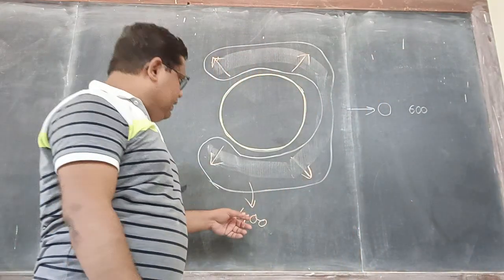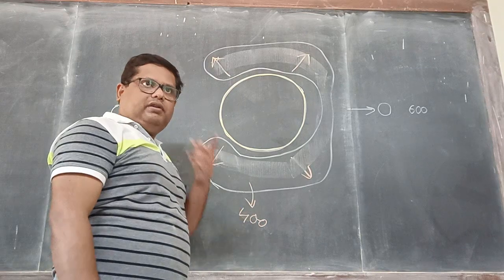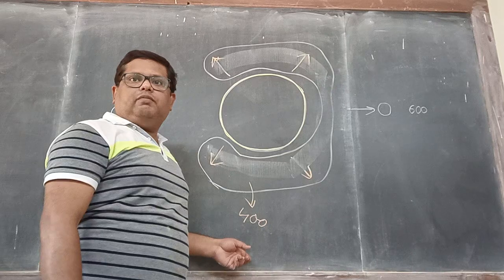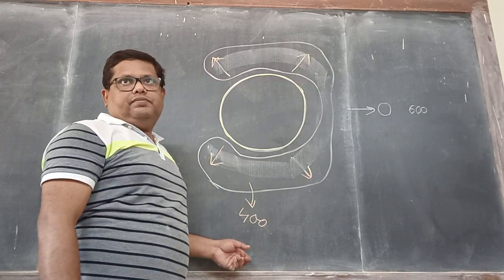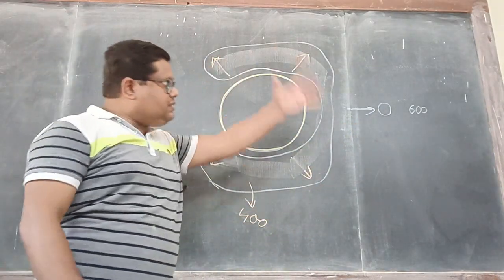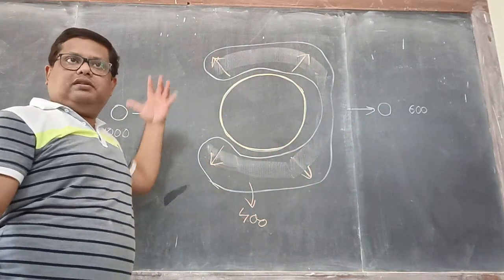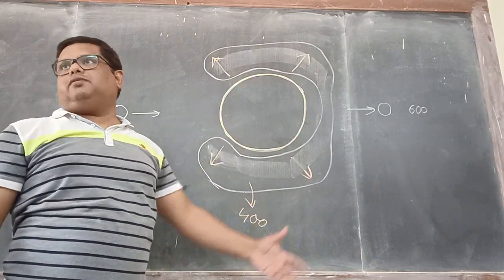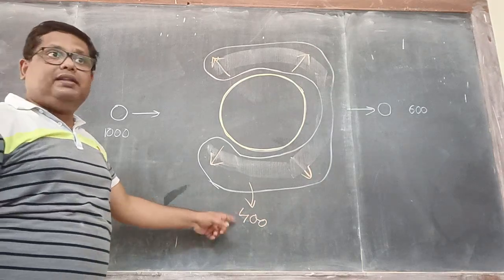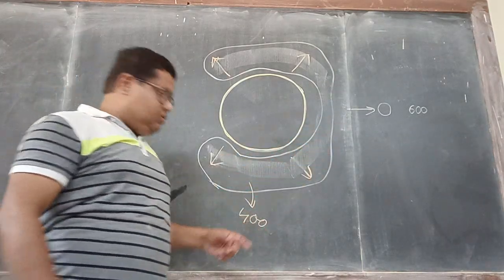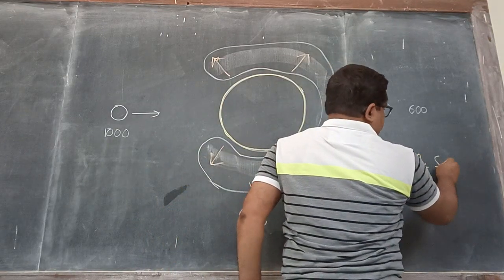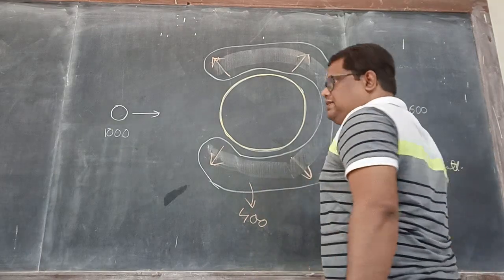Now I did a study on the rest of the 400 and I found that their energy is not changed, the magnitude of the momentum is not changed, and I am getting the number 600, 400. So what is the process? Momentum is not changed. Since the energy and momentum are the same, this is basically an elastic scattering process.